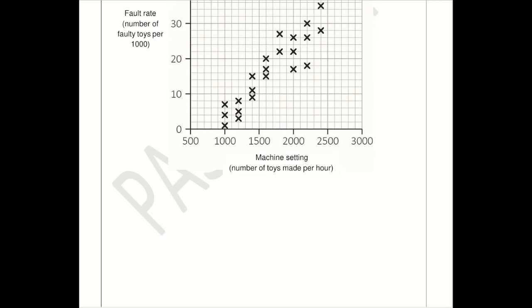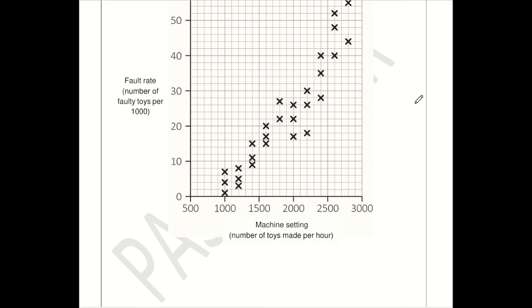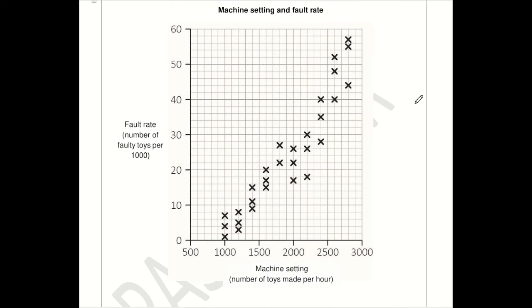Okay, on to question 3E. Callista is writing a report. She uses a line of best fit to find the fault rate when the machine setting is 2500. So what we need to do first of all is draw in a line of best fit. Now this is going to be quite tricky for me because I'm just going to be freestyling this, but you should definitely be using a ruler and a pencil.